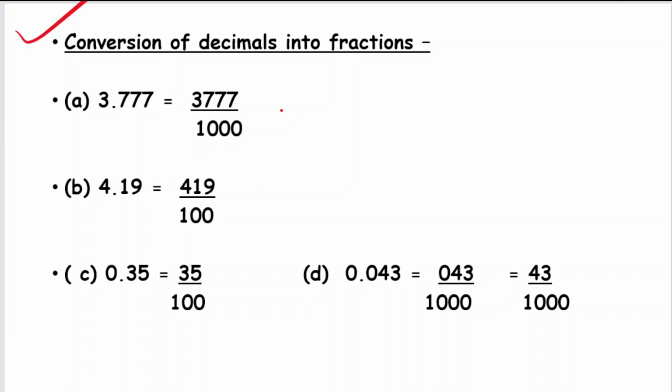Question D, 0.043. There are 3 decimal places, 0, 4 and 3. When I write in the form of a fraction, I write 043 by 1000, or you can straight away write 43 by 1000. Because there are 3 decimal places, the denominator will have 3 zeros, and 0 written to the left of a number has no value. So we can straight away write 43 by 1000.